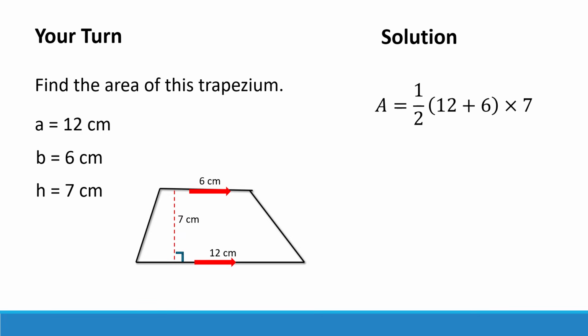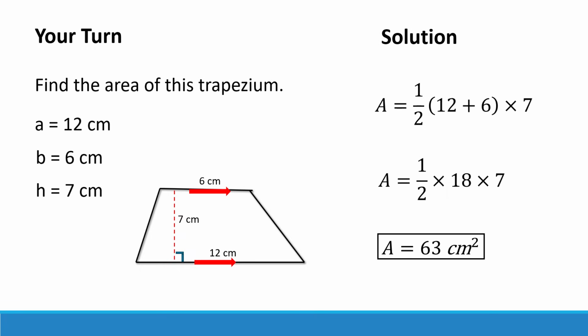Let's check the answer. First, add 12 and 6, which gives us 18. Then, 1/2 times 18 times 7 equals 63. Therefore, the area of the trapezium is 63 square centimeters.